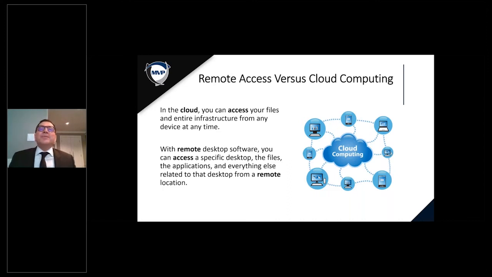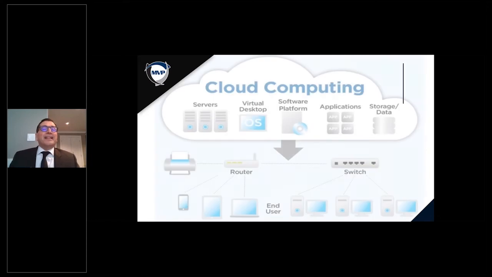With remote desktop software though, if you're going to work remote access, if you will, you can access any specific desktop, the files, the applications, and everything else related to desktop from a remote location. But if that desktop goes down, you're down. If that connectivity goes down, you're down. So you need to be aware of the difference between remote access versus cloud computing. So we'll talk about cloud computing.